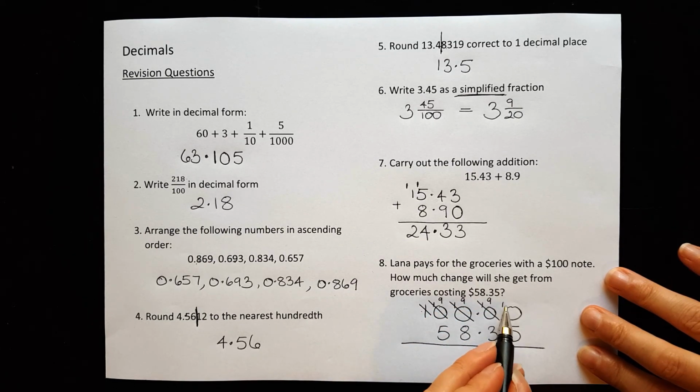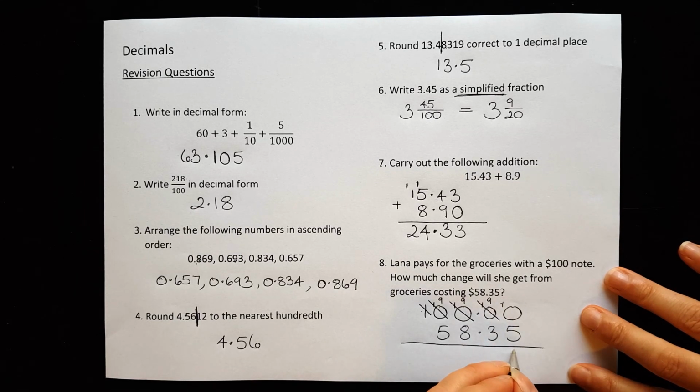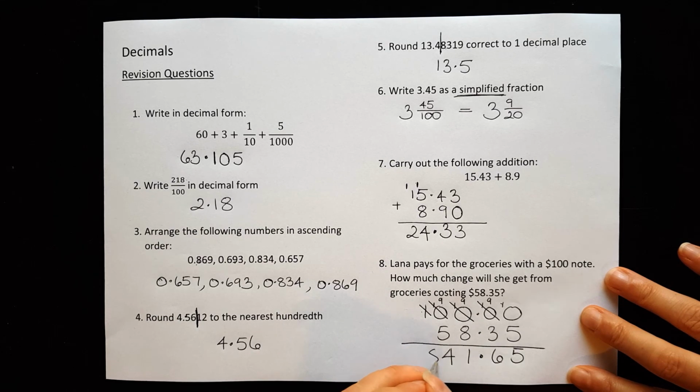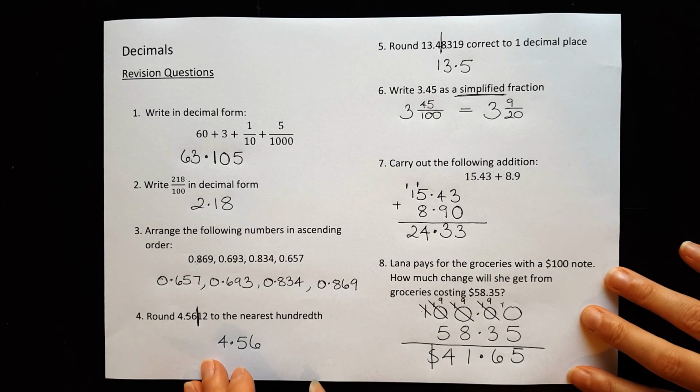So finally, I can subtract. 10 minus 5 is 5. 9 minus 3 is 6. 9 minus 8 is 1. 9 minus 5 is 4. Decimal point stays in line. So my change is $41.65.